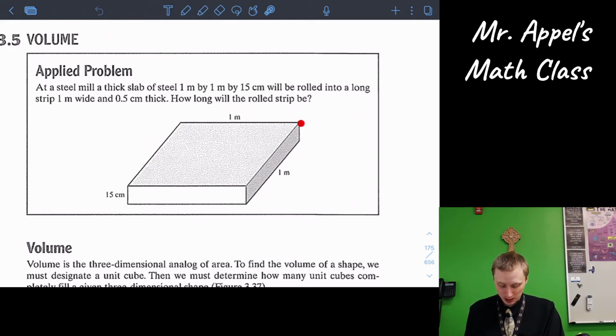So it's going to stay 1 meter wide, but they're going to lengthen it in one dimension by making it thinner and thinner, of course losing no actual steel in the process. So keep that in the back of your mind.